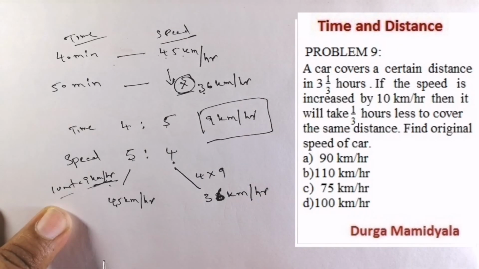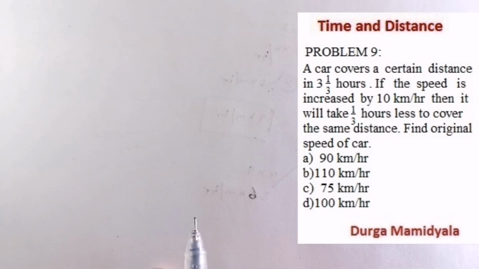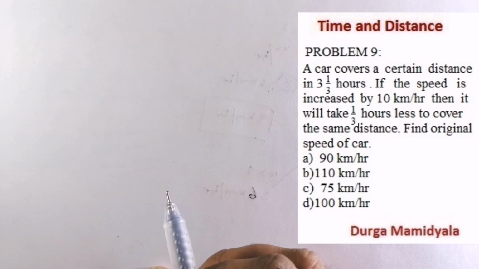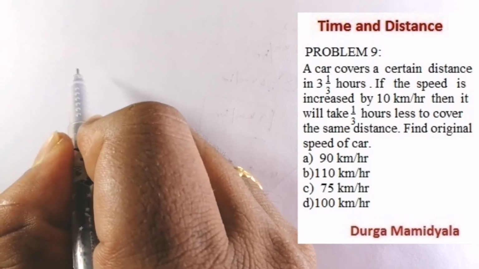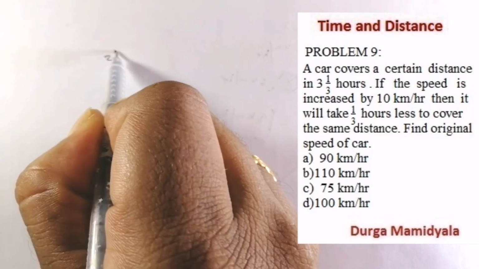Right? So very interesting question. Let us move to the next question. Let us see the next problem. A car covers a certain distance in 3 1 by 3 hours. So a car is going to cover a certain distance in 3 1 by 3 hours.